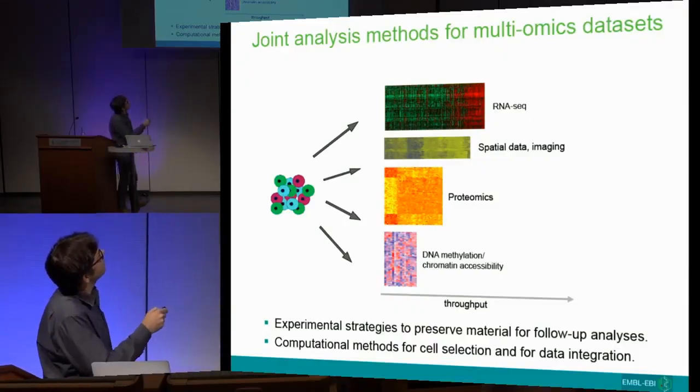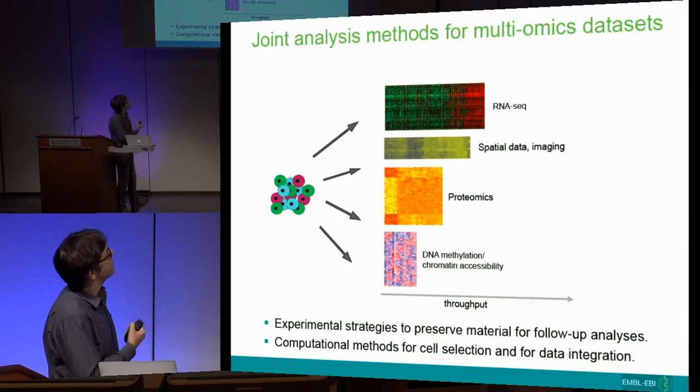So I just want to end here with a bird's eye view of some idea of the throughput and how many cells, here in rows, we can profile using RNA-seq, spatial methods, we heard about those, proteomics, and then maybe here at the end, the epigenome variation data sets, which are perhaps least high throughput.